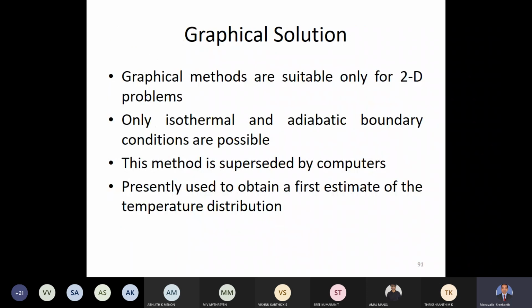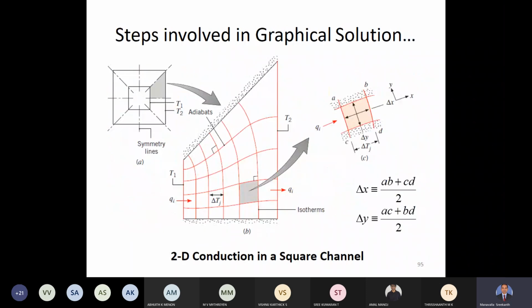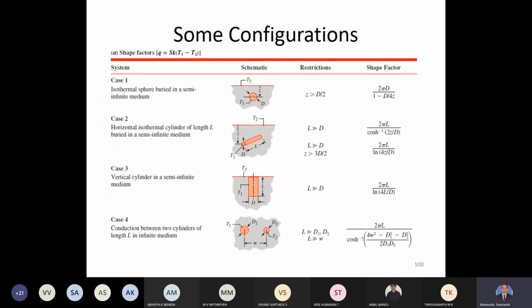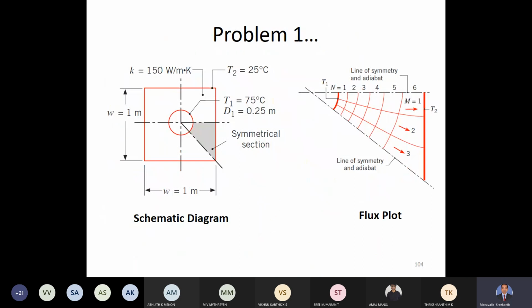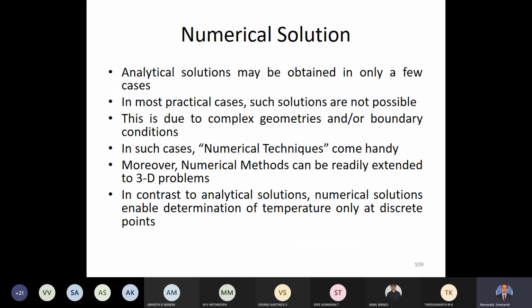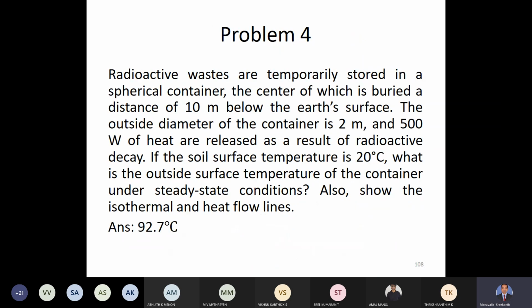Earlier we have seen the analytical solutions, then the graphical solutions. We have also solved some problems on these graphical solutions. Conduction shape factors, we have seen this. We also solved some problems. Then coming to the numerical solution, this is today's topic.